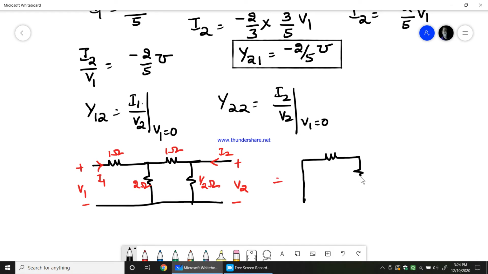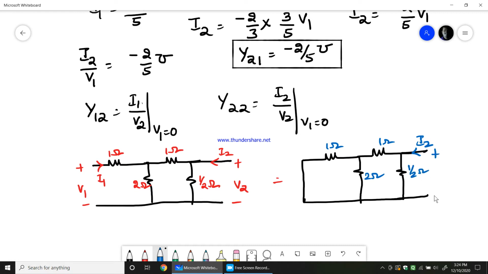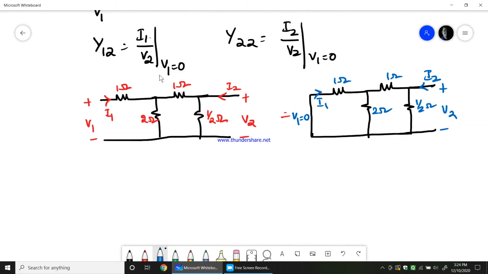You will have 1 ohm here now. So this is I2, 1 ohm, 2 ohm, 1 ohm, 1 by 2 ohm. This is V2 and V1 equals 0. Therefore this is I1. Now the next job is to find out Y12, which is I1 by V2, and Y22. We can easily find Y22 by finding the equivalent resistance in this circuit. So 1 is in parallel with the 2, so I get 2 by 3 ohms, which is in series with 1 ohm. So 2 by 3 plus 1 would be 5 by 3 ohms.